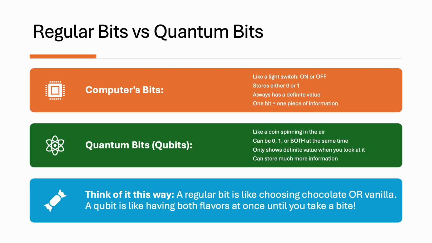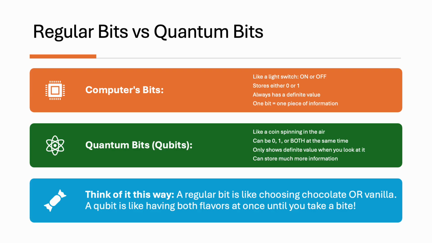So let's start with something familiar, the bits in your computer. As we discussed earlier, every piece of digital information you have ever seen, every text message, every photo, every video is stored as a series of bits. Each bit is like a tiny light switch that can be either on or off, representing 1 or 0. When you have 8 bits together, you get a byte, which can represent a single letter or number. Your phone might have 128 gigabytes of storage, which means 128 billion of these switches, each holding one definite value at any given time.